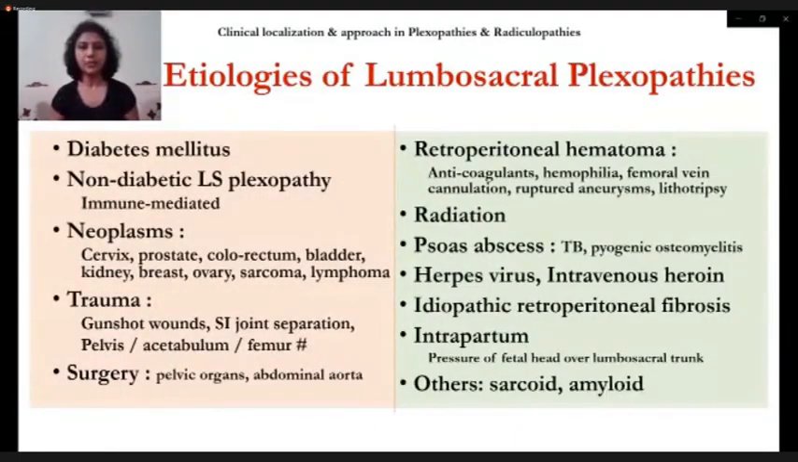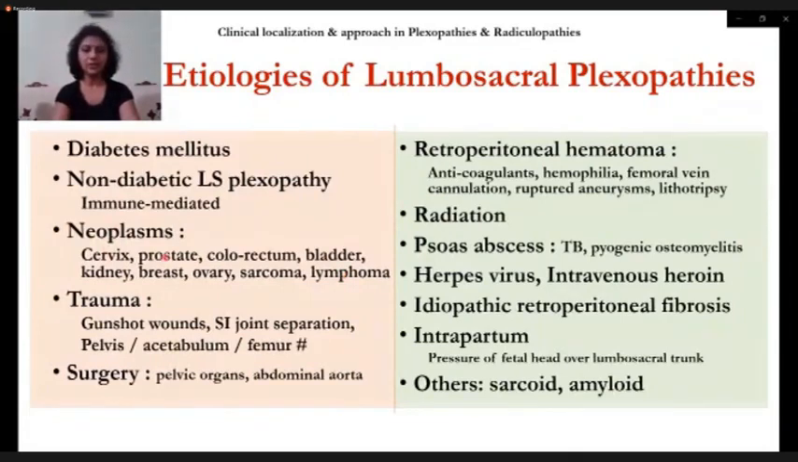Coming to the etiologies, the most important causes of lumbosacral plexopathies are trauma and neoplasms, apart from diabetic and non-diabetic lumbosacral plexopathies that are immune-mediated. The plexus is fairly well shielded from direct trauma by virtue of its deep location. The lumbosacral plexus is therefore less prone to stretch or traction injuries as compared to the brachial plexus. So the injuries have to be really severe or penetrating in order to damage the lumbosacral plexus. But the plexus is vulnerable to be involved in disorders that affect the adjacent vascular and other visceral structures.